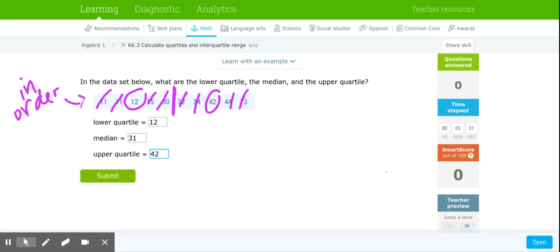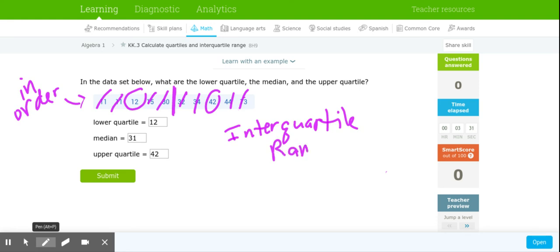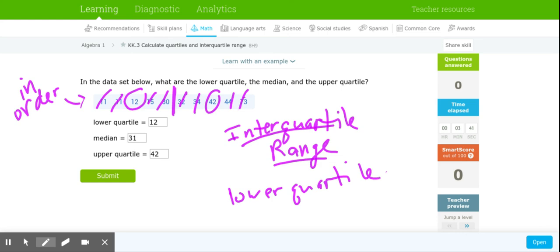Some of these questions might ask you for the interquartile range. So just know that the interquartile range is the range from the lower quartile to the upper quartile.